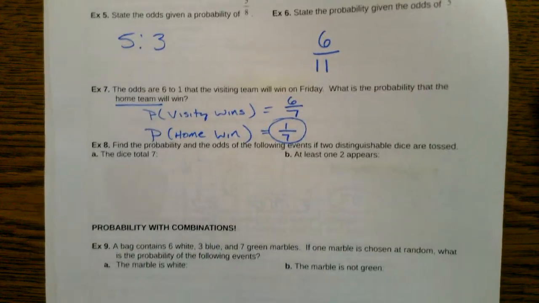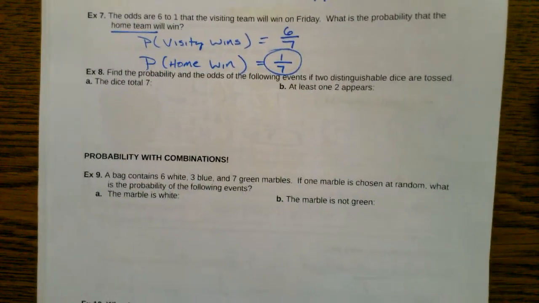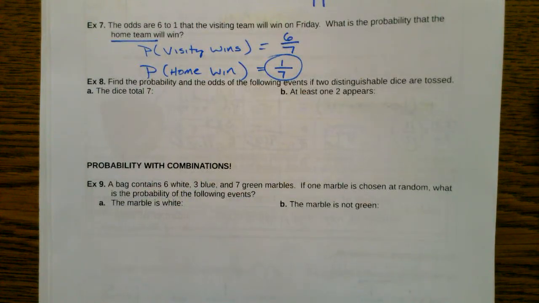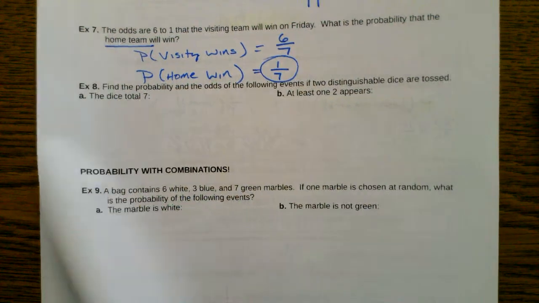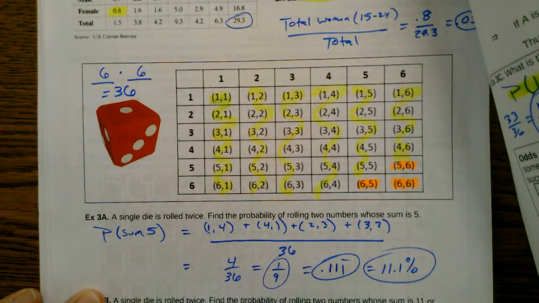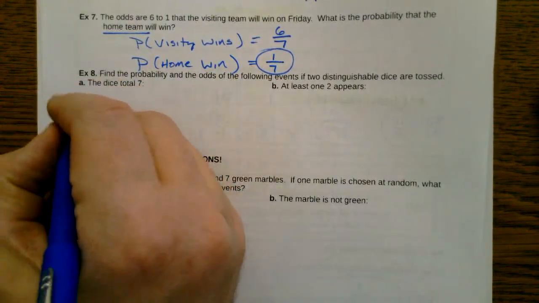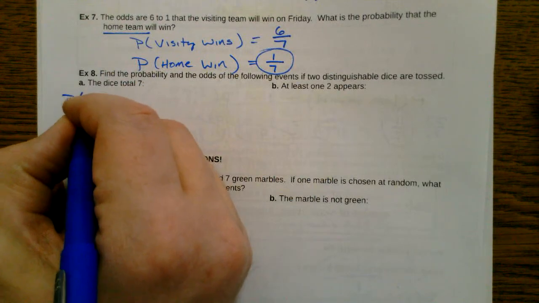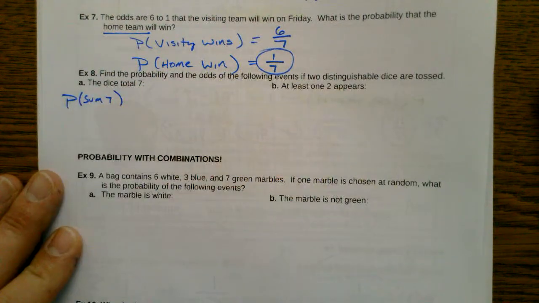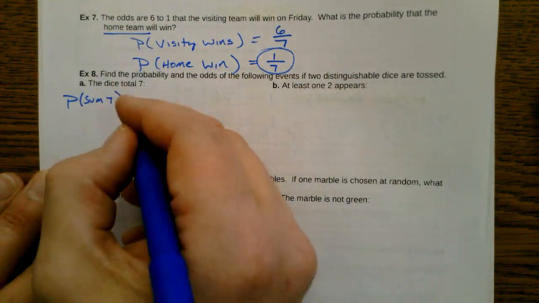All right, finishing up with example 8 here. It says find the probability and odds of the following events if 2 distinguishable dice are tossed. It says here the dice total 7. So again, I'm rolling 2 dice. They're distinguishable, one's red, one's green. So we're looking back at that same setup that we had over here. There's 36 possibilities. So if I want the probability that the dice total 7, I have a sum of 7. You've got to look at all the different ways you can get 7.